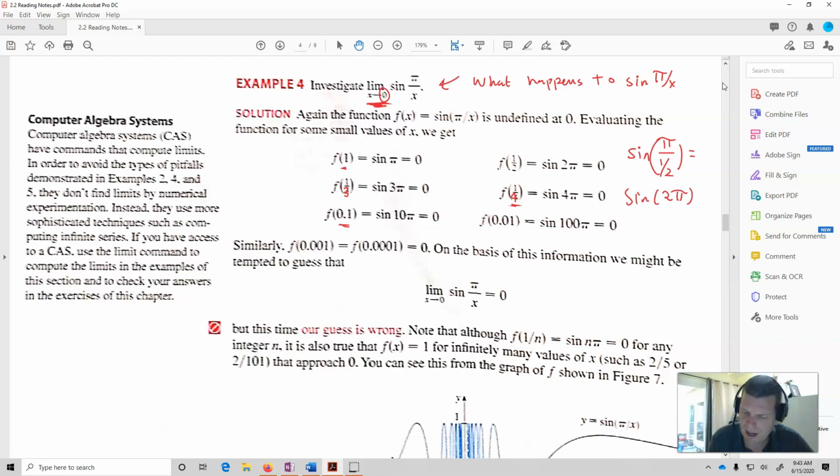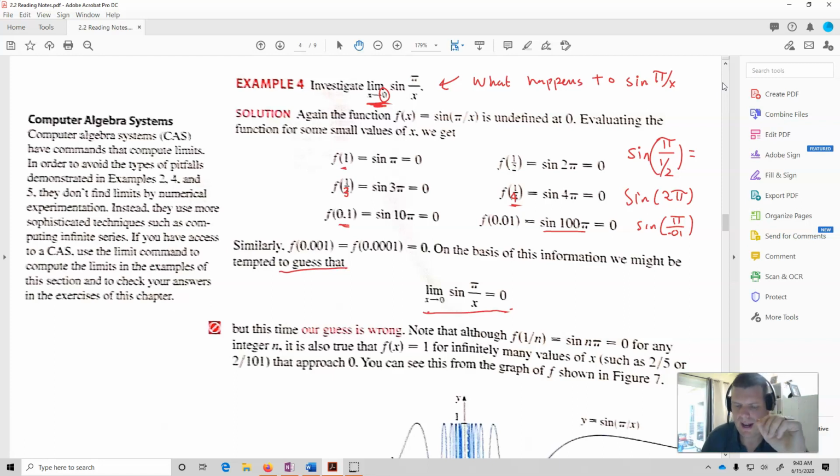Sine of 0.01, that's sine of pi over 0.01, okay? And that's, like you said, 100 pi, and that equals 0. Similarly, if you get 0.0001, and then we get even closer, like we've been doing, it still equals 0. So on the basis of this information, he says we might be tempted to guess that this limit is equal to 0.